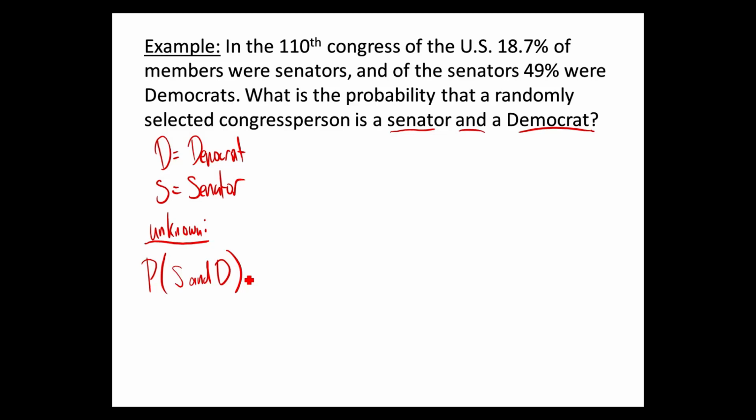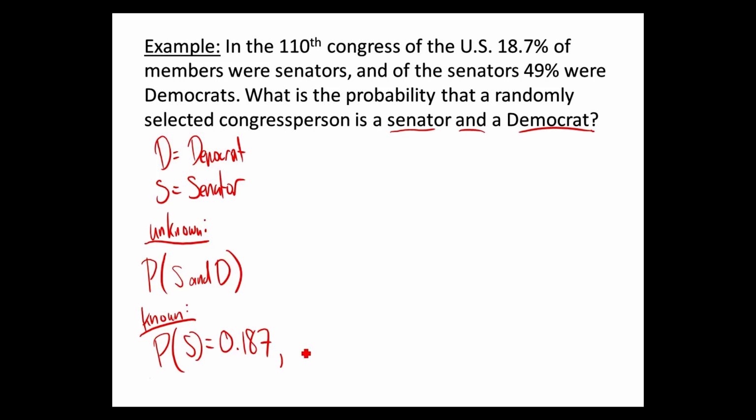All right. What else do we know? Sorry, I didn't even write it down. What's known? There's two percentages there, so somehow we could relate them to probabilities. S is 18.7. The probability of S, I agree, is 0.187 because 18.7% are senators. And then the other number is 49%.